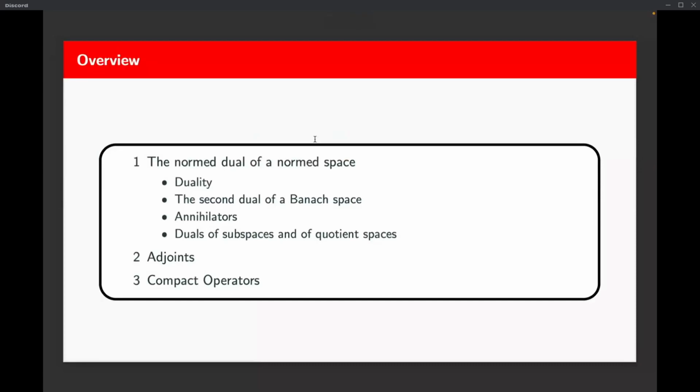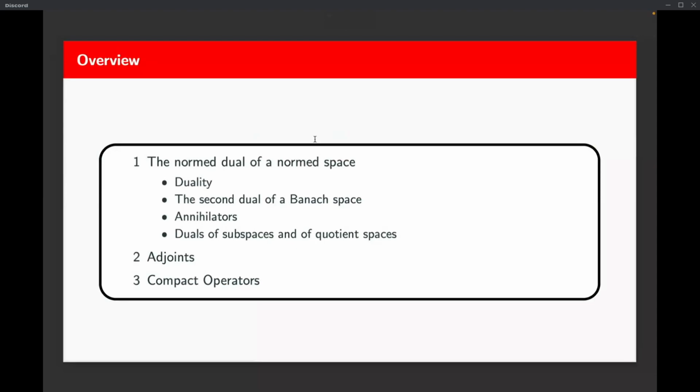Get started. So these are the main topics of this week's reading. We go through the normed dual of a normed space. This is basically a stronger topology on the dual space than the weak star topology, which we covered last week. But we'll also see how the two topologies are related.